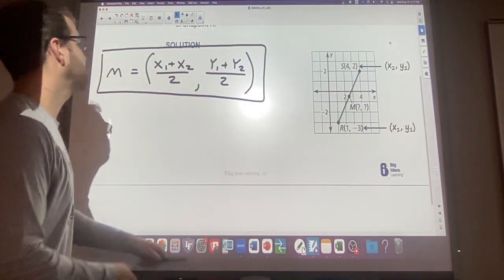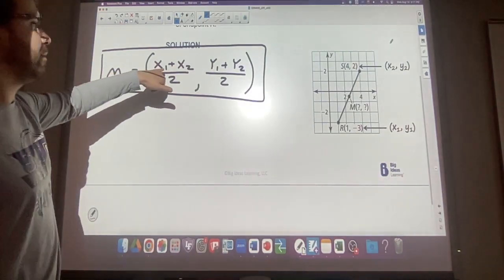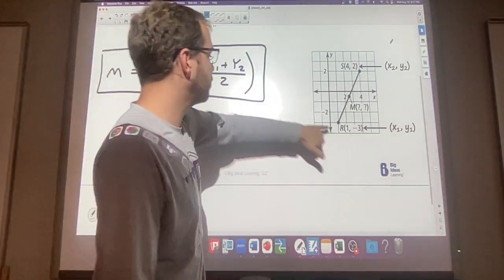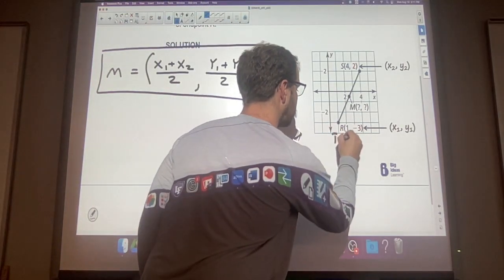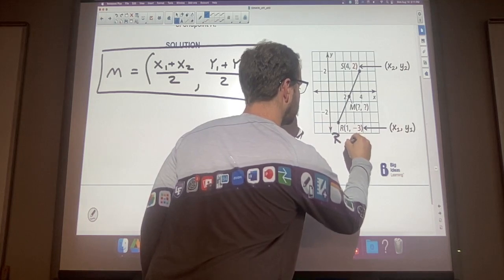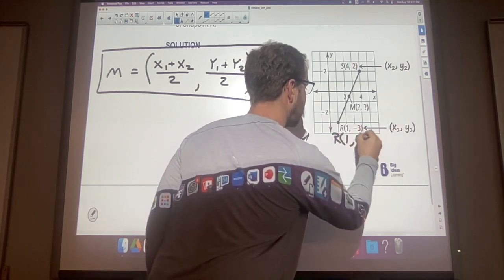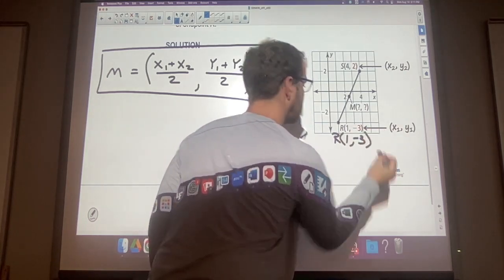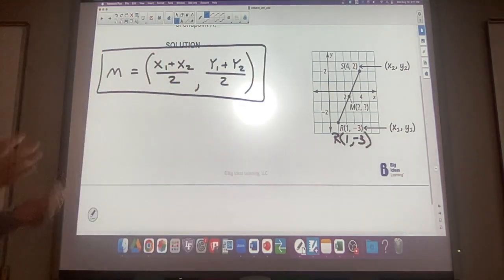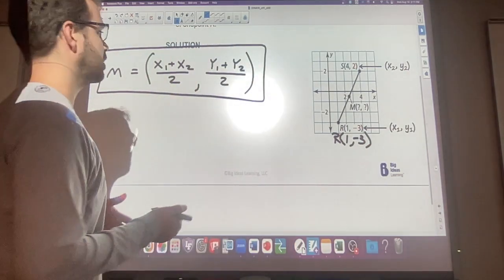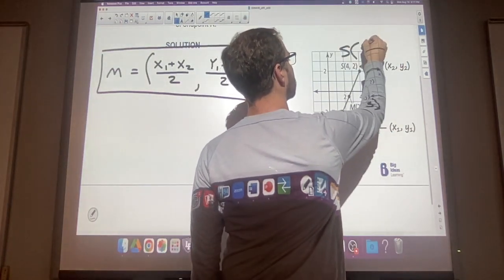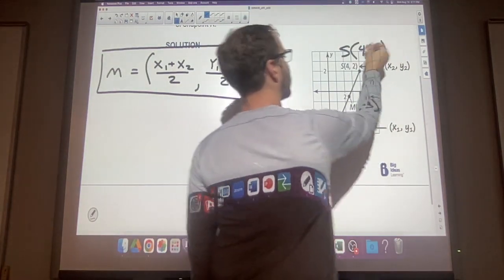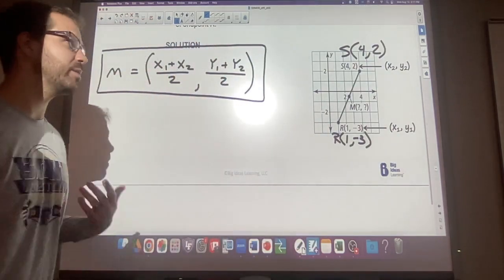Okay, so for our midpoint formula, this is our first point here. Our first point is this point R. So for R, this is going to be our x1, and this is going to be our y1, because that's our first point. You can switch the order, it'll still work out the same. This right here is going to be our x2 and y2, because it's our second point.